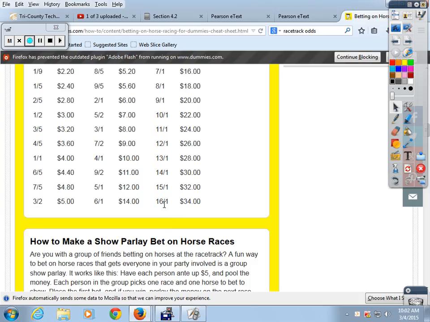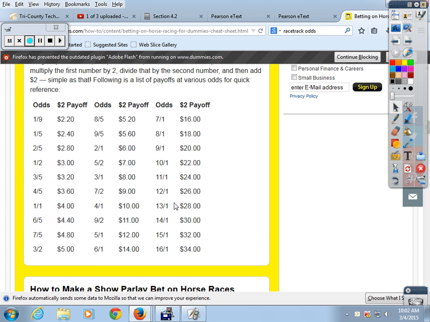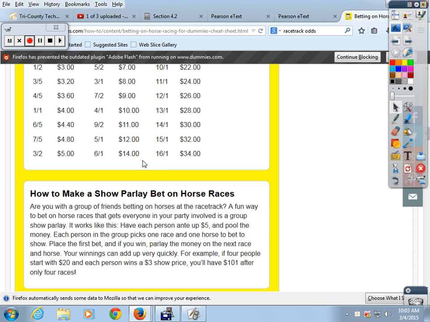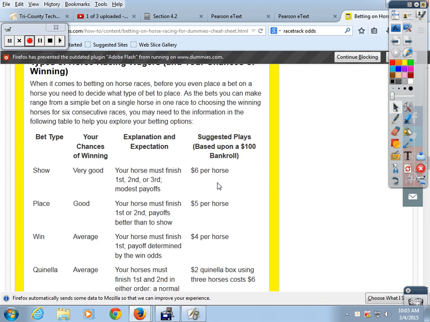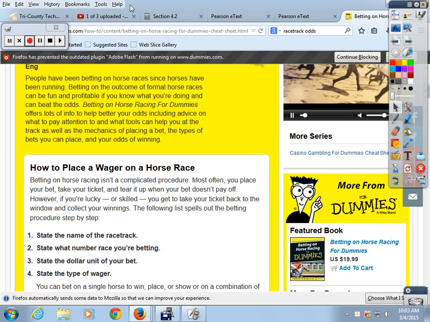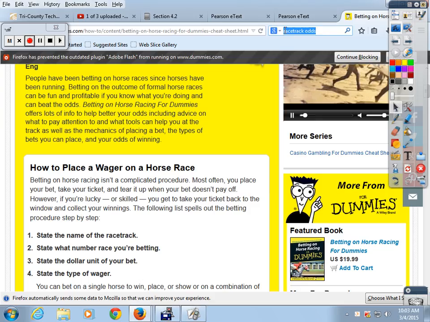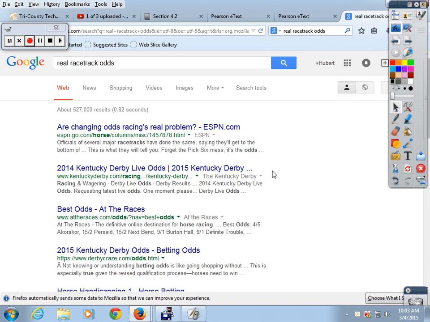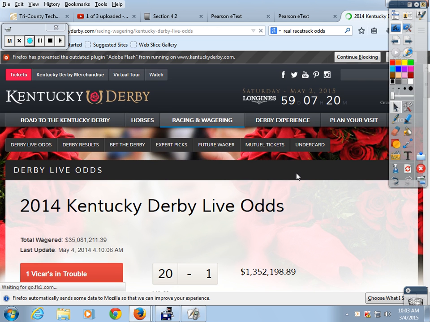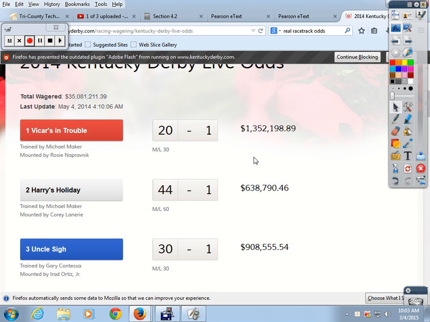That's the I suck horse. Okay. Why is it 16 to 1? Well, that means that this horse ain't got a chance in Hades of winning. But if you find one that's 50 to 1, that's what I was wanting to find. Let me see if I can find real racetrack odds. There we go.